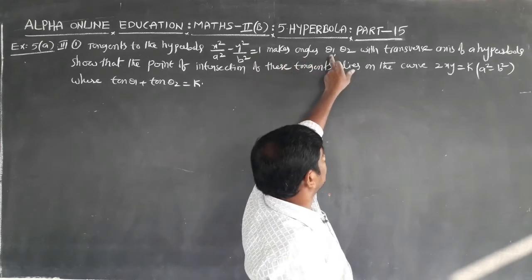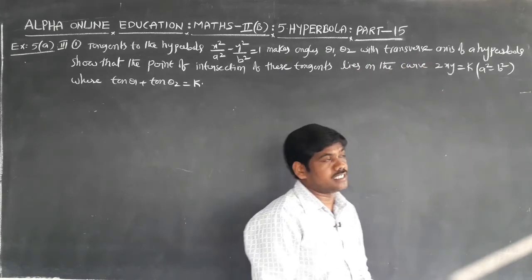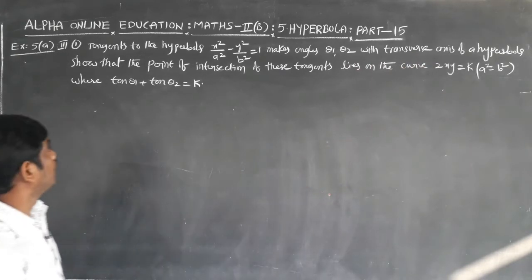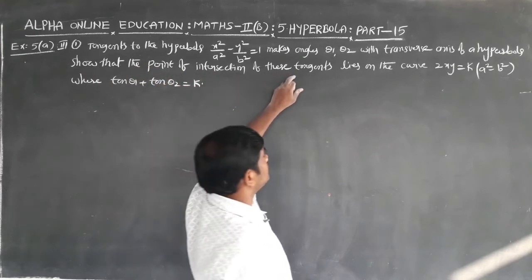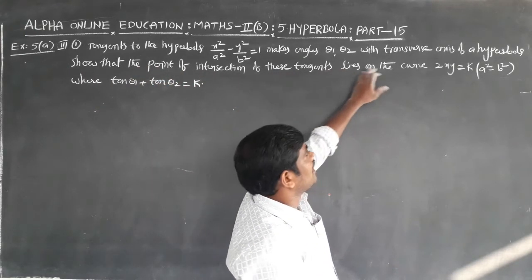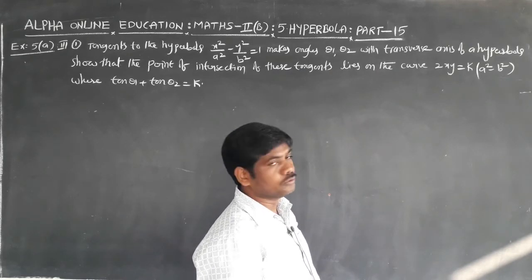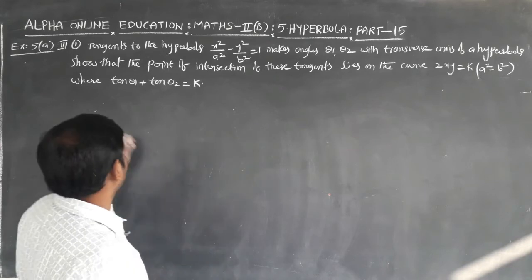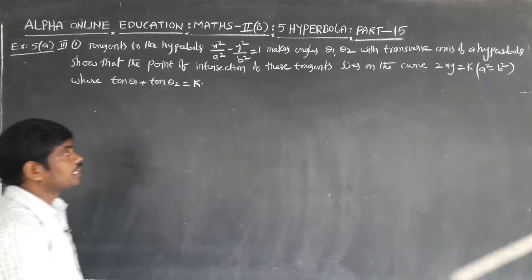angles theta 1 comma theta 2 with the transverse axis of the hyperbola. Show that the point of intersection of these tangents lies on the curve 2xy is equal to k into x square minus a square, where tan theta 1 plus tan theta 2 is equal to k.